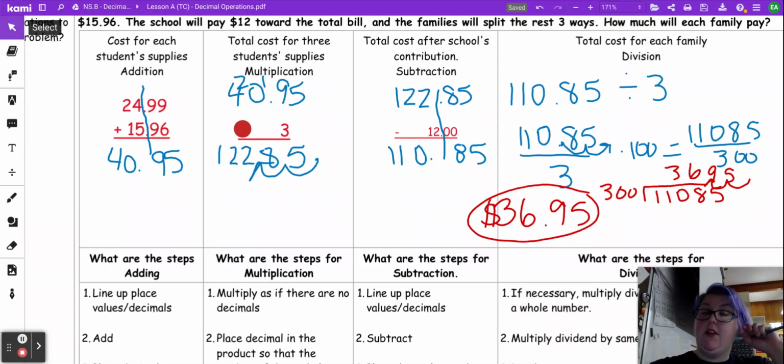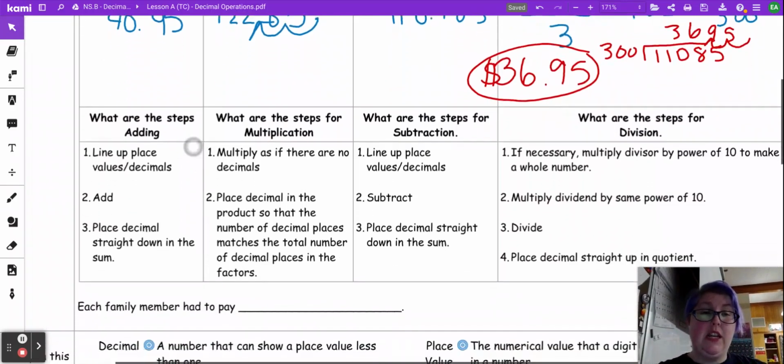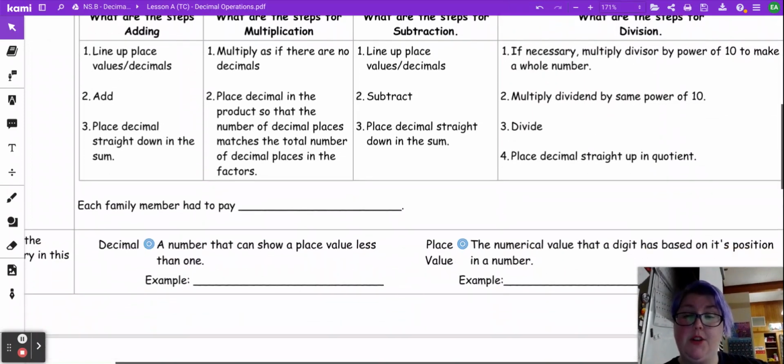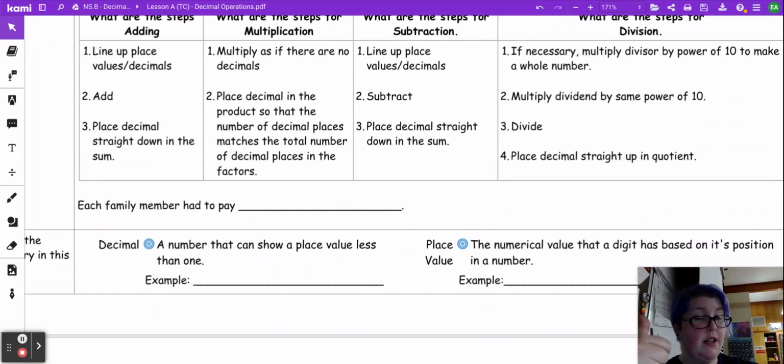If you ever get stuck, what do I do for division? Keep these notes. Here are the step-by-step directions. Now, don't forget about your vocabulary to fill in either your own example or an example that you just heard in this video.